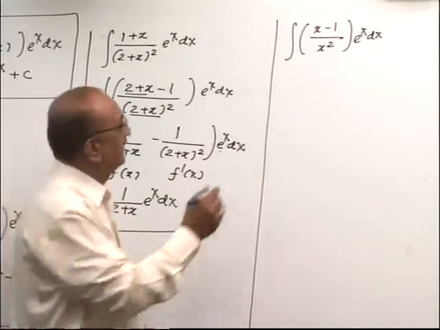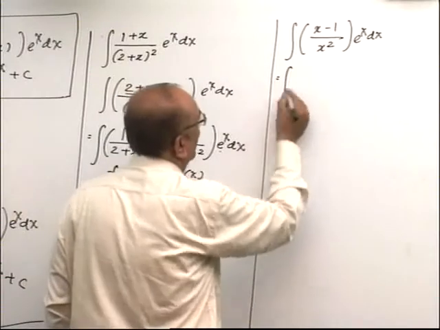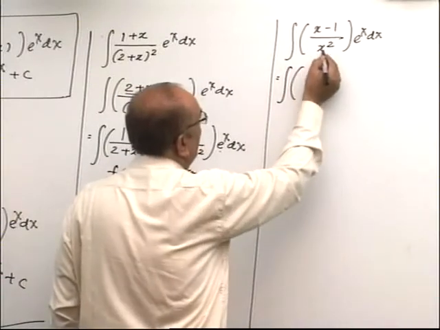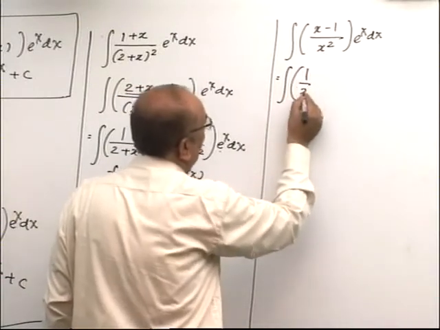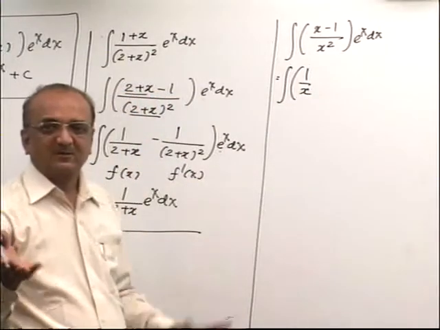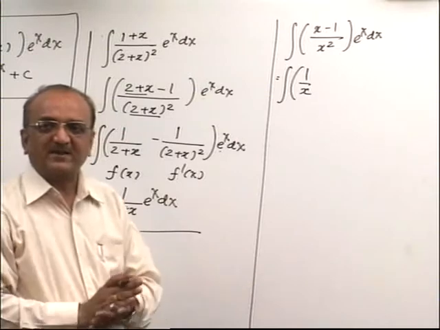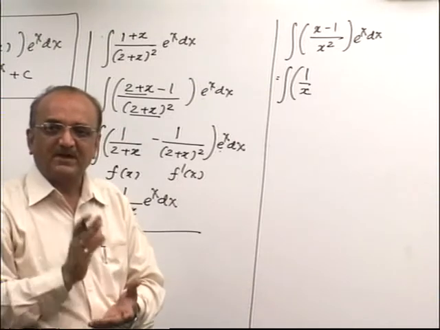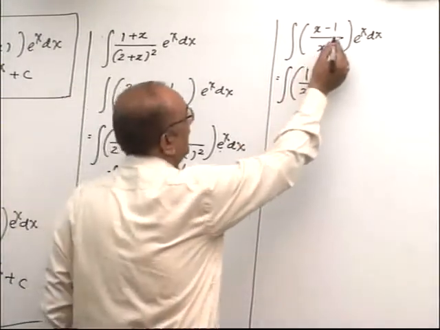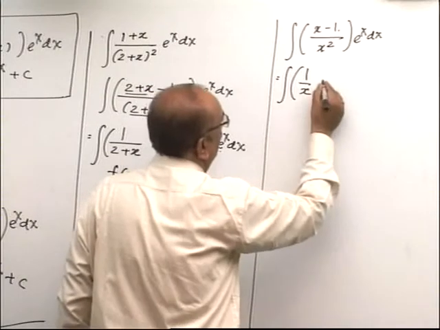See, very simple. X upon x square, what will you write? 1 upon x. No adjustment now. X upon x square. What is x upon x square? 1 upon x. Next step, minus 1 upon x square.